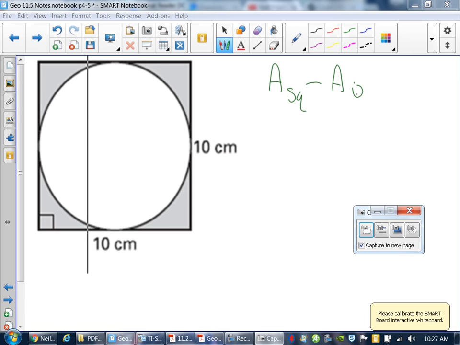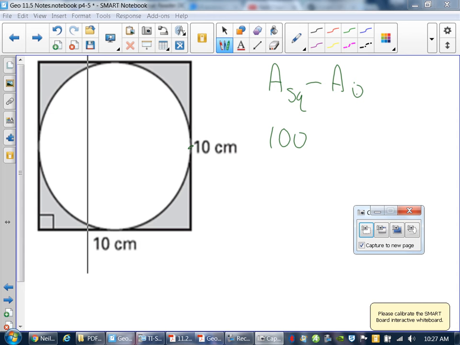So are the quadrants of the circle the tangents? Oh, you mean these points here? Yeah. So you get 100 for the square. You okay with that?